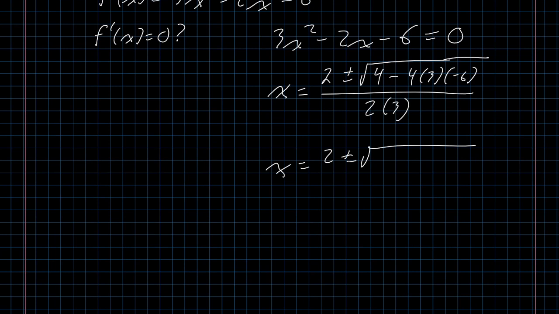All right. 4 times 3 is 12. 12 times 6 is 72. 72 plus 4 is 76. And let's see, I guess we can reduce. 76 divided by 4 is 19.